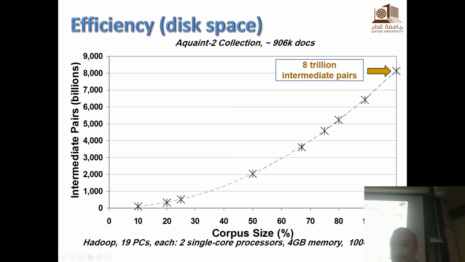So for the full collection, when we have 100% of the collection, we have 8 trillion intermediate pairs. Actually, this is in thousands of billions. Just to give you an indication of the time, it was hours, maybe, I don't think days. The collection is small here, by the way. It's less than 1 million documents. We're not talking about the size of the web, which is billions of documents.